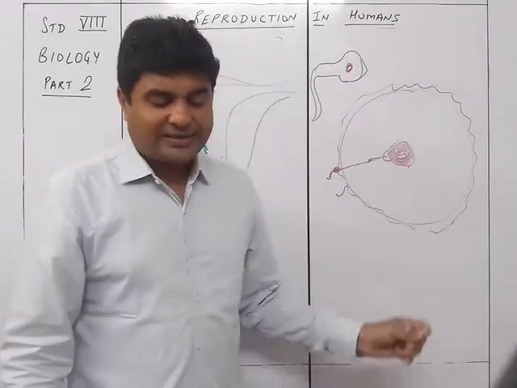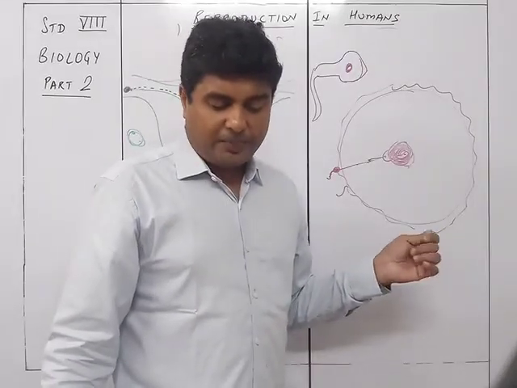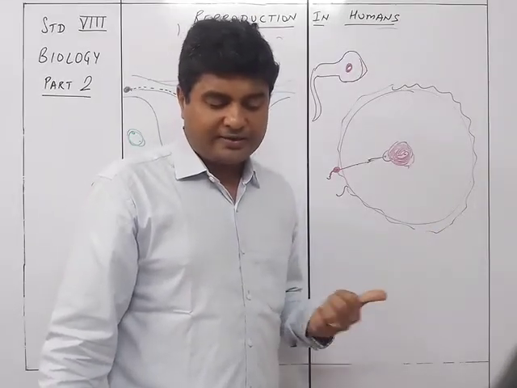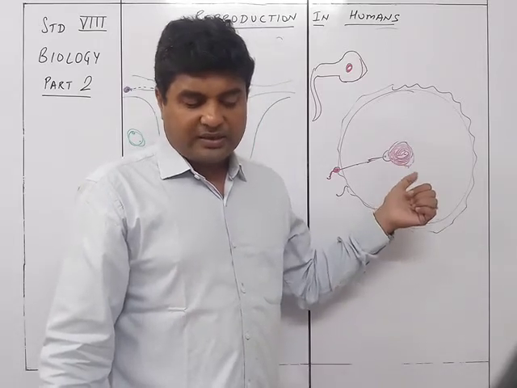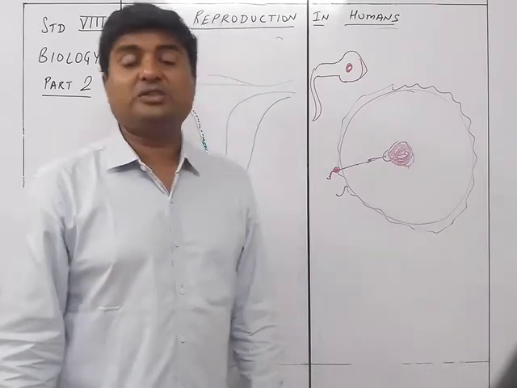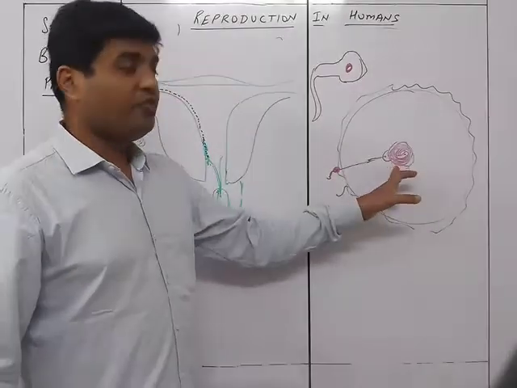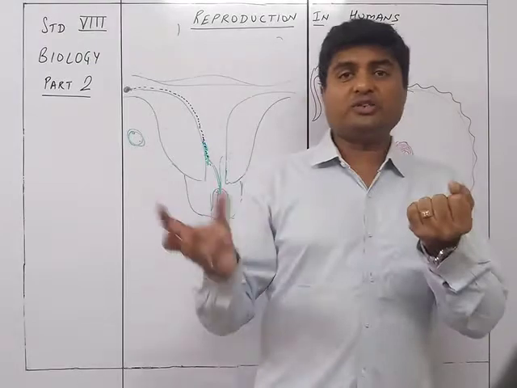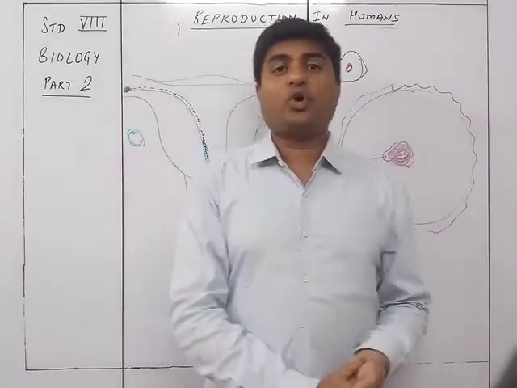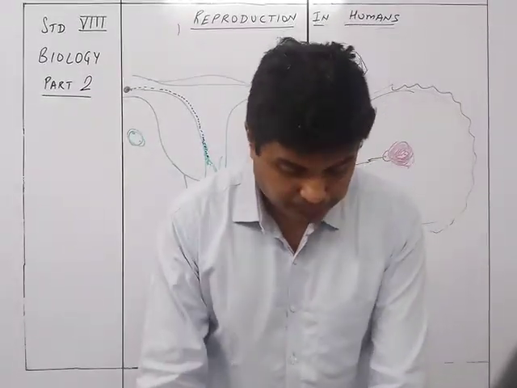During this fusion, the tail of the sperm is left behind, and only the head part, which contains the nucleus, penetrates into the egg. The nucleus of the sperm fuses with the nucleus of the egg. This act is called fertilization. This is known as fertilization. So the fusion of the egg nucleus with the sperm nucleus is called fertilization.